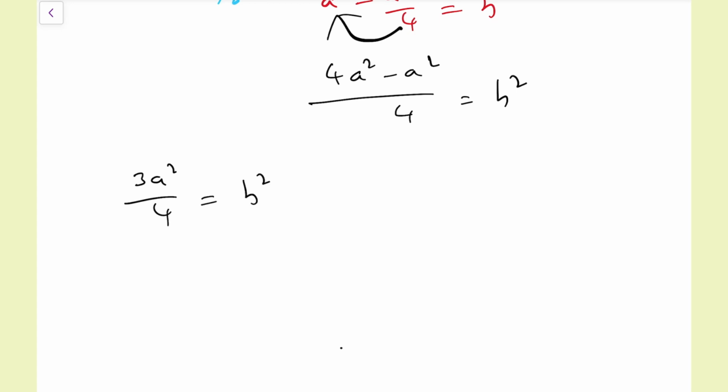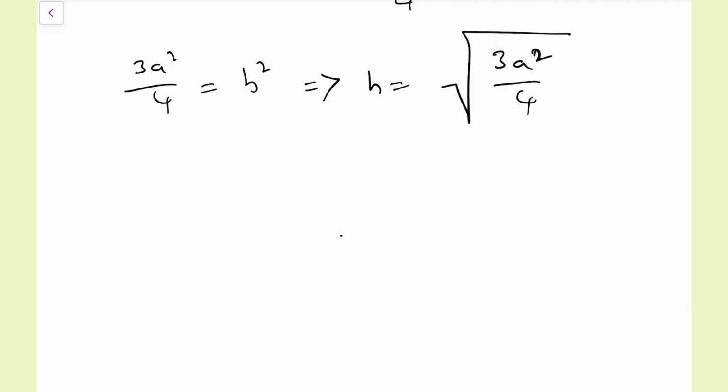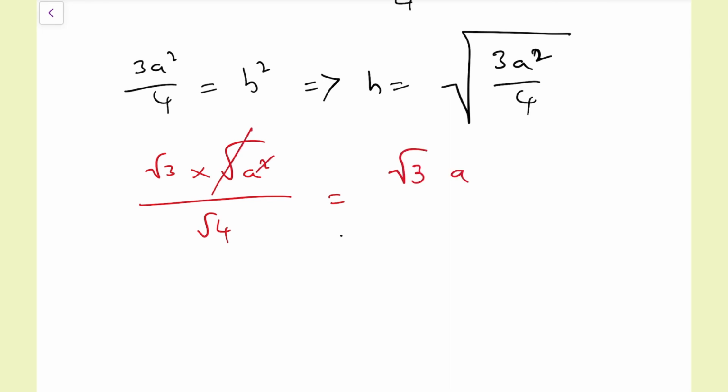This is h square, but what I want is only the h value, right? So h equals under root 3a square by 4. Here we get plus or minus for h, but minus won't be there for a side or altitude or anything, so I am removing the negative one. Now this under root is applicable for everything inside of it. So let us separate it: root 3 into root a square by root 4. Root 3 we cannot simplify, a square root cancels to a, and root 4 is 2. So the height of the equilateral triangle we got as root 3a by 2.